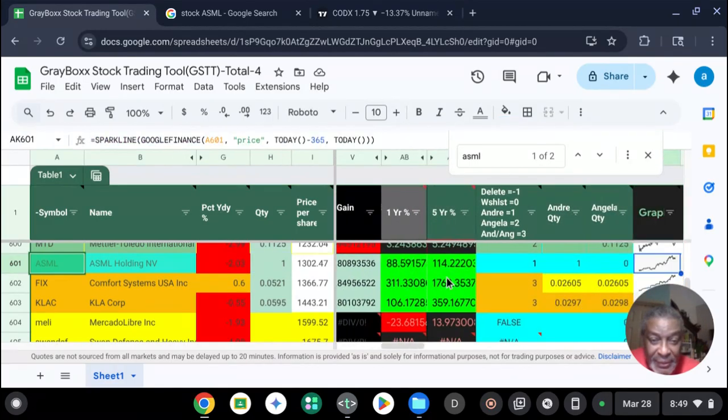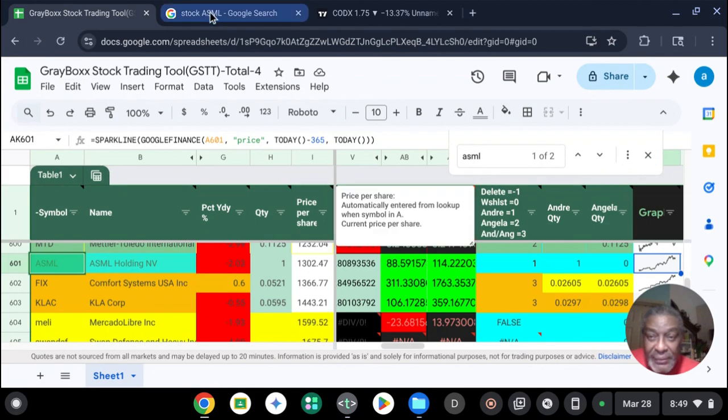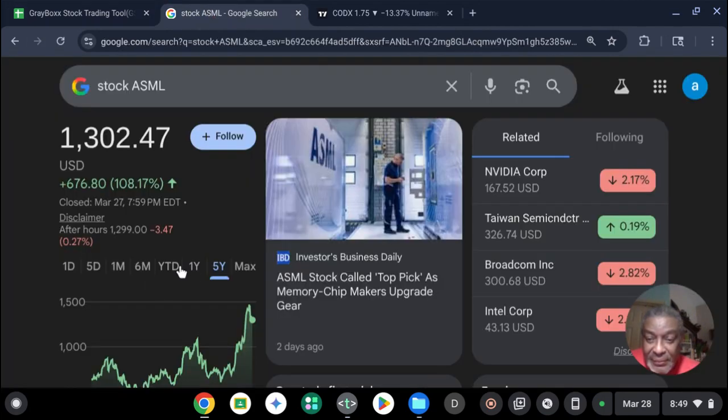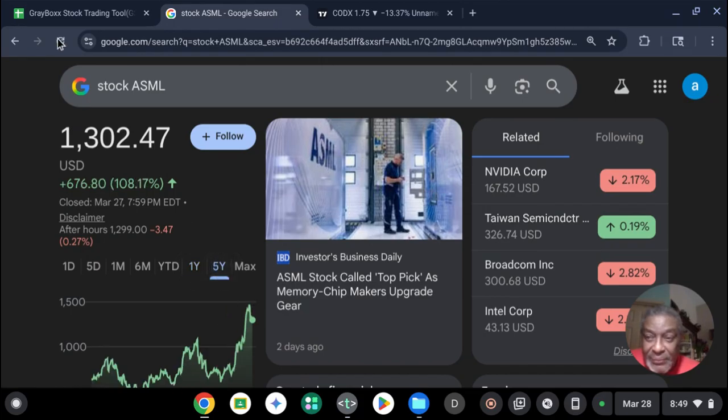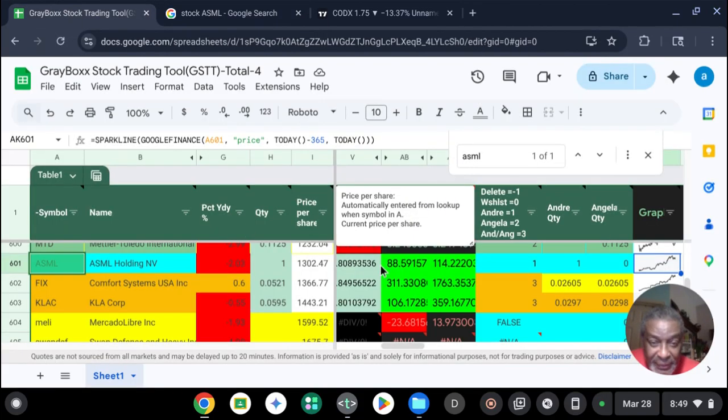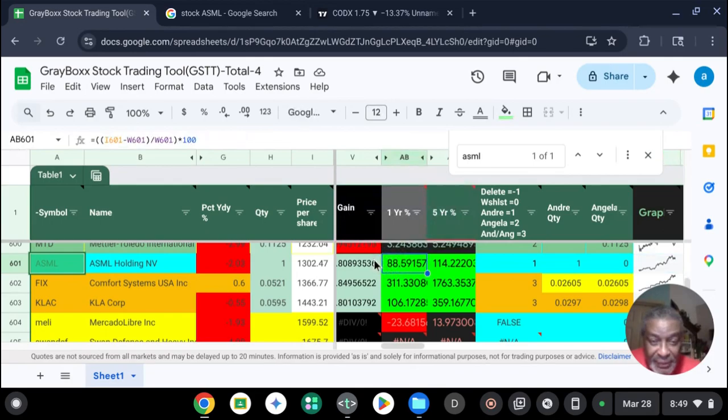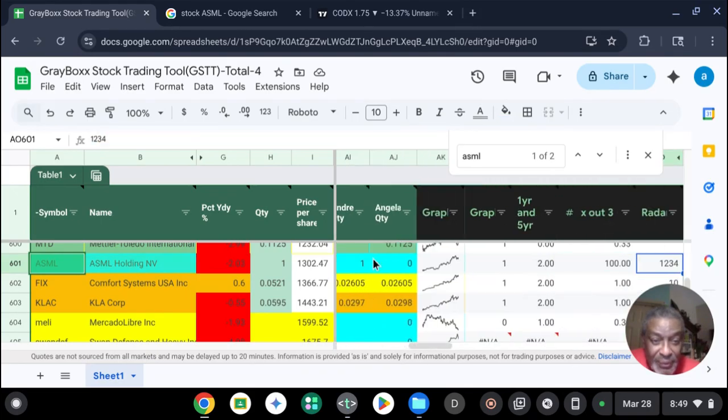Okay, so we should have 88 and 114. Let's go back to here and do the 1 year, which is 93, and the 5 year, which is 108. So it's pretty close. We do a different calculation based on the number of days from today backwards. This shows who owns the stock, in different quantities.